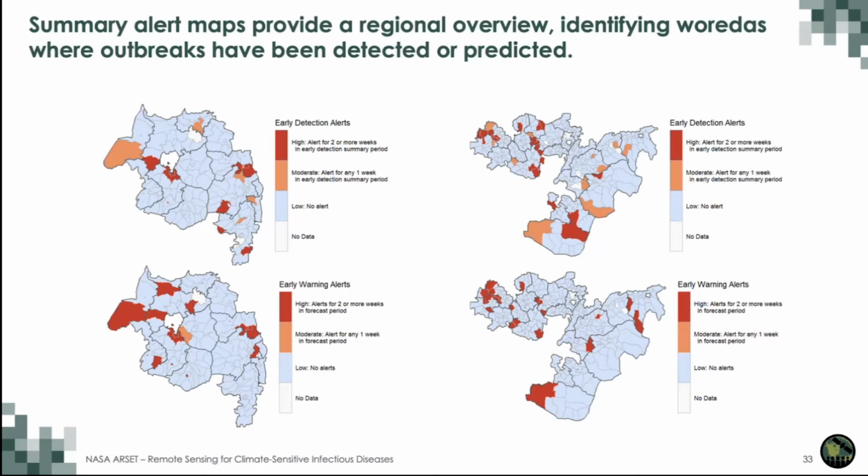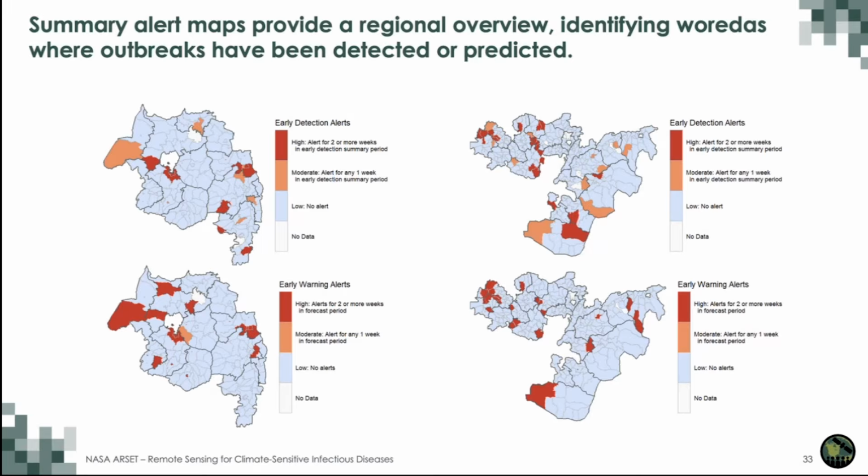And you can see we have early detection alerts and early warning alerts. And we have different levels of these. I talked about this a little before. The idea of the early warning on the bottom, those are longer lead forecasts up to several months into the future based on observations of the satellite-based environmental data.